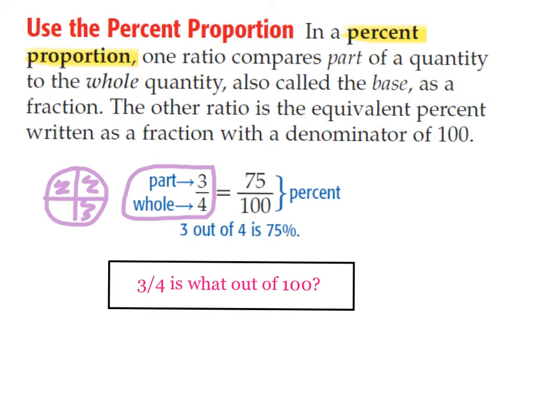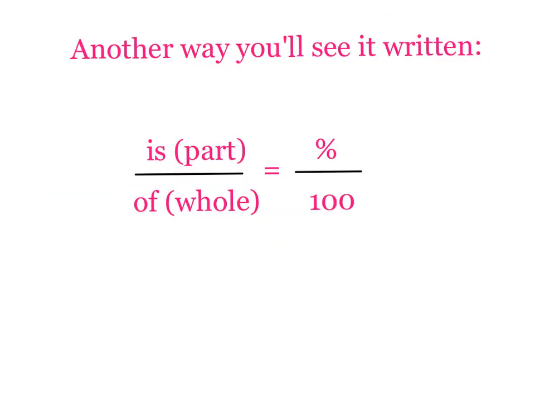So we say 3 is the part and 4 is the whole. The other ratio is the equivalent percent written as a fraction with a denominator of 100. So 3/4 we know is 75%, which would be 75 out of 100. Another way that you'll see the percent proportion is written like this. We have the part over the whole equals the percent over 100.